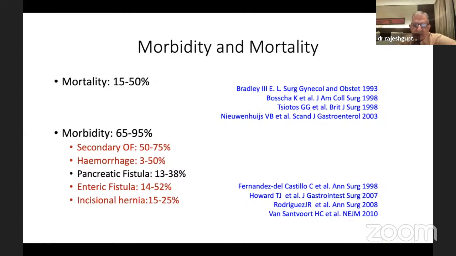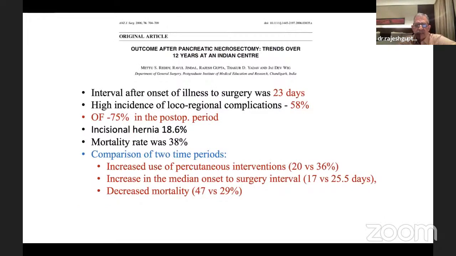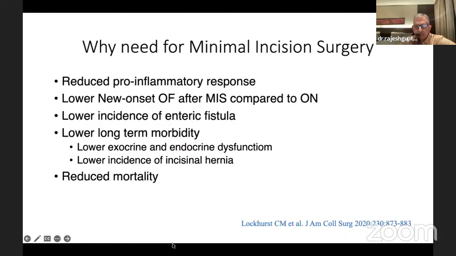And I'm sure Dr. Rebala is going to dwell on this in his talk. I'm just sharing our experience when we were practicing this approach. This is data from 92 to 98 and then 98 to 2004, which was published subsequently with 2 intervals. And we found that during the later part of the period, when we started increasingly using percutaneous intervention before surgery, and also started delaying the interval of surgery, the mortality decreased from 47 to 29%. So thus, when we look at the whole thing, arose the need for a lesser surgery, because it was felt that reduced surgical trauma would lead to reduced pro-inflammatory response, which would probably result in lower new onset organ failure and also associated lower incidence of enteric fistula.